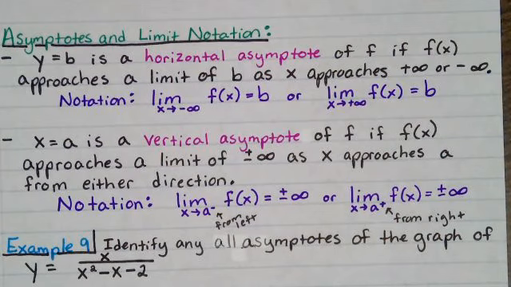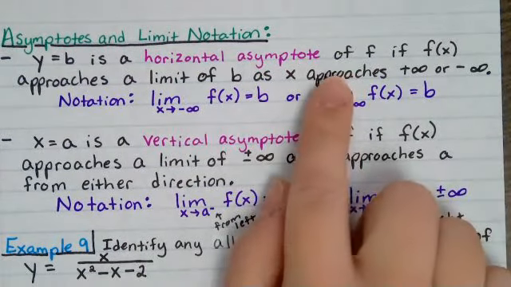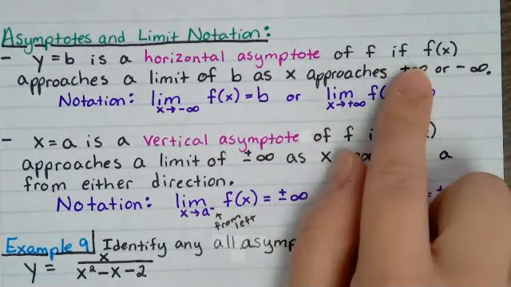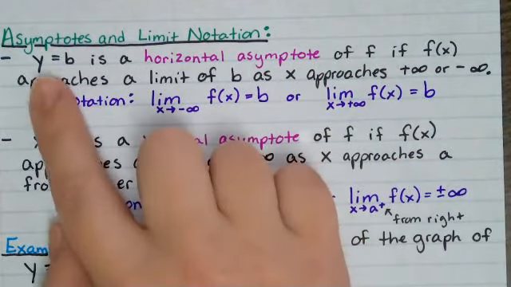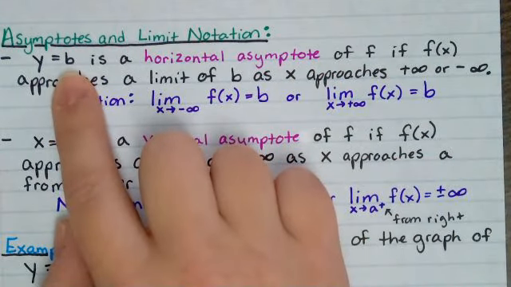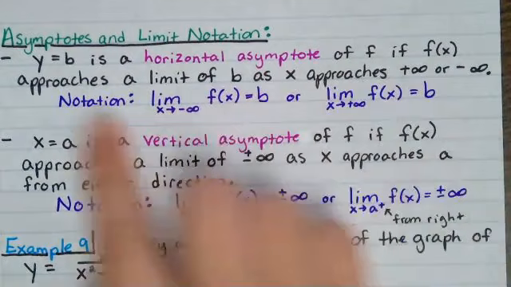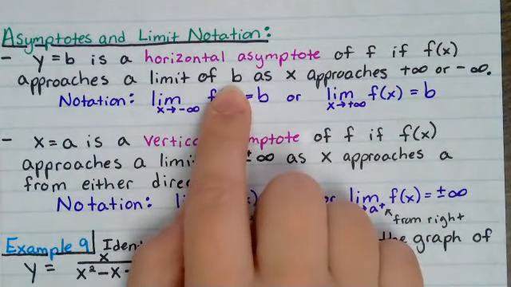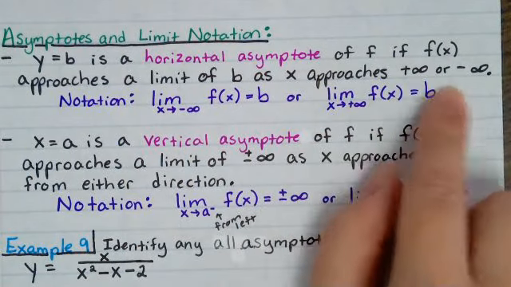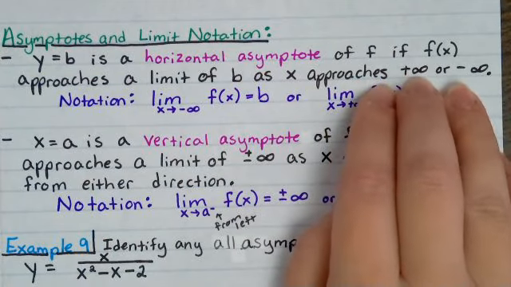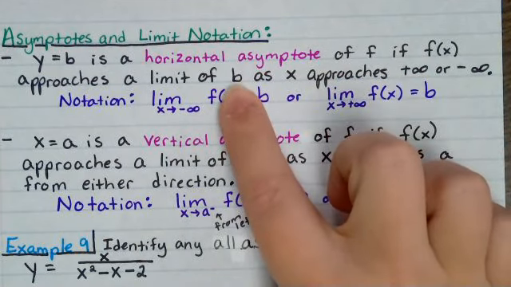Now, there's this notation that we have. Before we get into the notation too much, let's talk about this wording. This horizontal asymptote, we'd say y equals b, whatever that value is. If your f of x function approaches that value, so it doesn't necessarily meet it, but it approaches it as your x approaches positive infinity or negative infinity. So as your graph goes to the left and the right forever, it's slowly approaching this value of y.